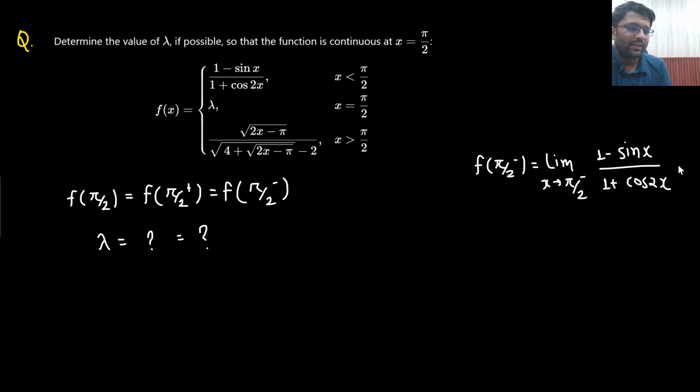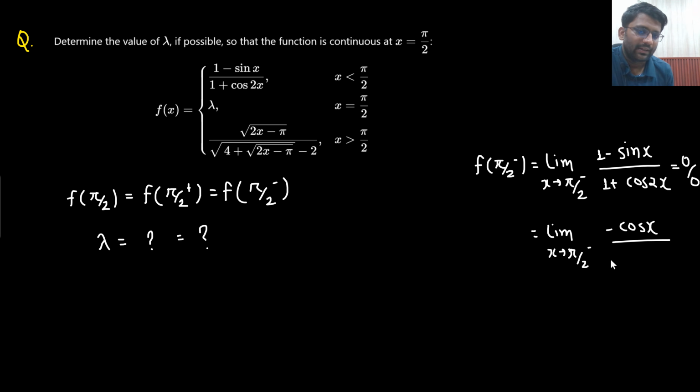If I put pi by 2 here, it will come out to be 0 by 0 form, because sin pi by 2 is 1, cos pi is minus 1, so 0 by 0 form you are getting. Then sir, what will I do? I will apply L'Hopital rule, x tending to pi by 2 minus. What is the differentiation of sin x? That is cos x only. And what is the differentiation of cos x? That is sin x only, but with the negative sign. And differentiation of 2x will be 2. Now if you put pi by 2, this minus and minus is getting cancelled out.